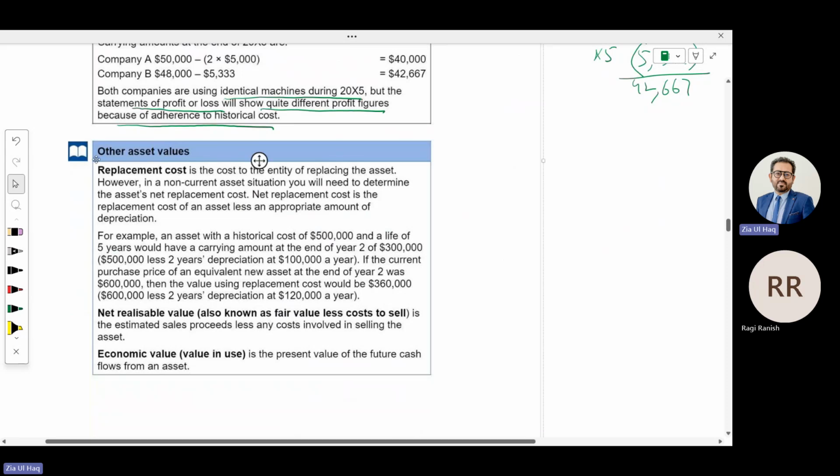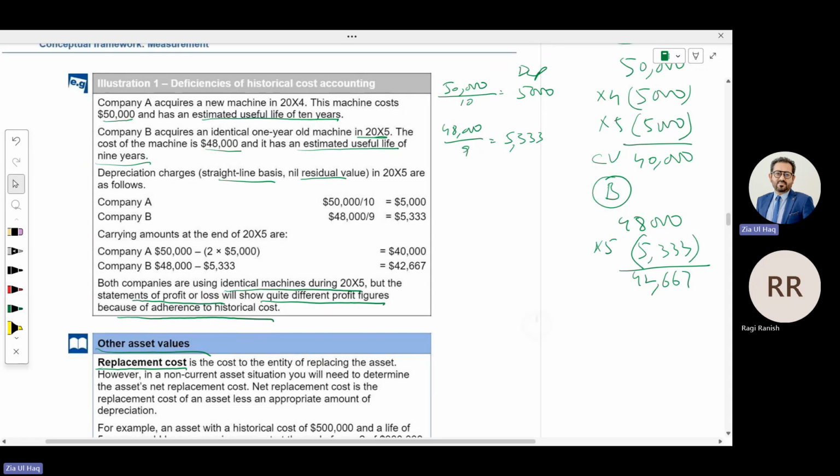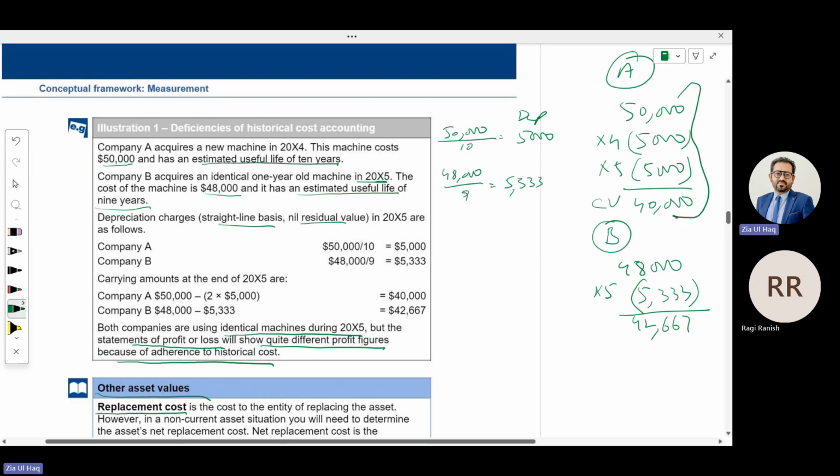Other asset values. What are the other methods? Replacement cost. So wouldn't that be correct first? They have just explained that by using the historical cost basis, assets of the same nature have different values. This asset has been used for 2 years and has a value of 40,000. This asset has been used for 1 year and has a value almost near to that.